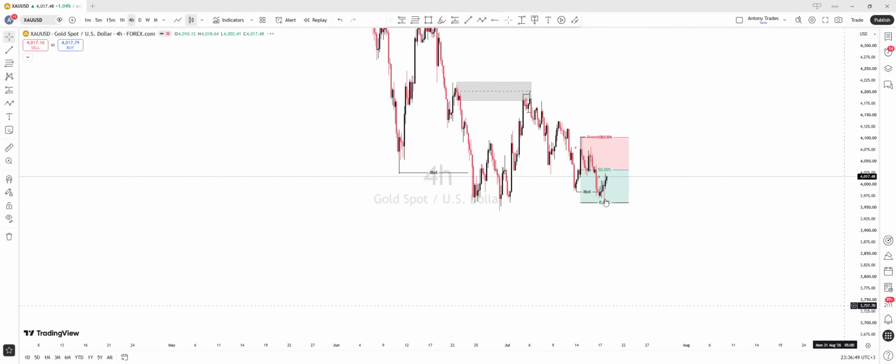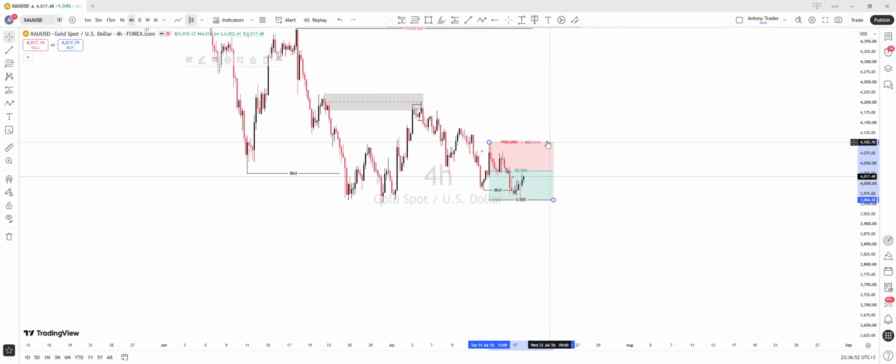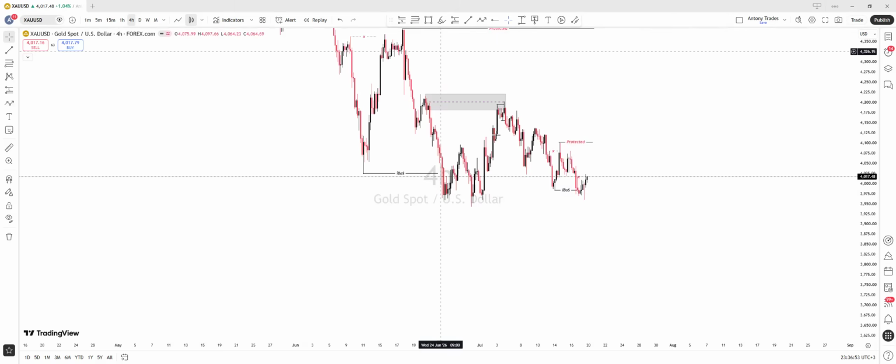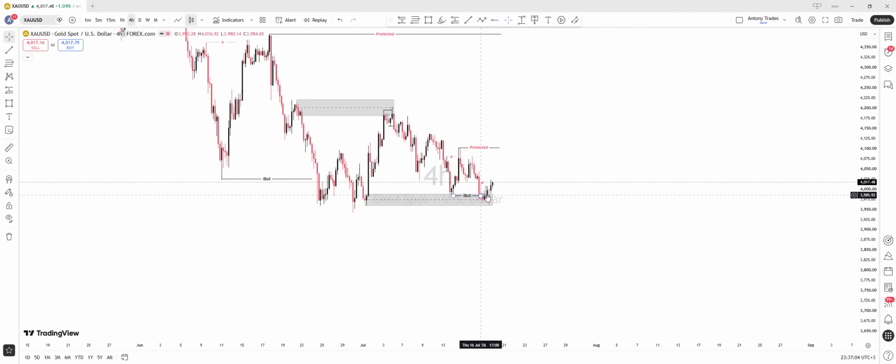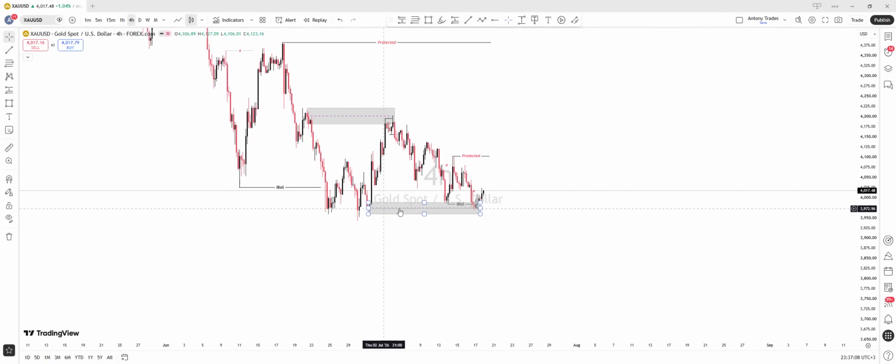Internally, let me go to the 4 hour. Let me remove all this. Internally, this was our internal break of structure around this area, and the market is currently reacting from this demand zone that is sitting down there. So if this demand zone wants to push this market to the upside, then it has to break this high. If we break this high, then that means this internal structure is still in control, right?